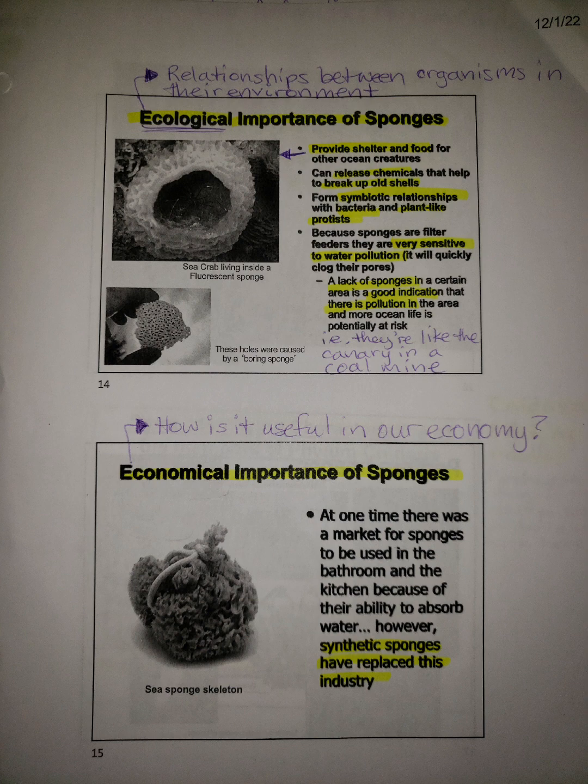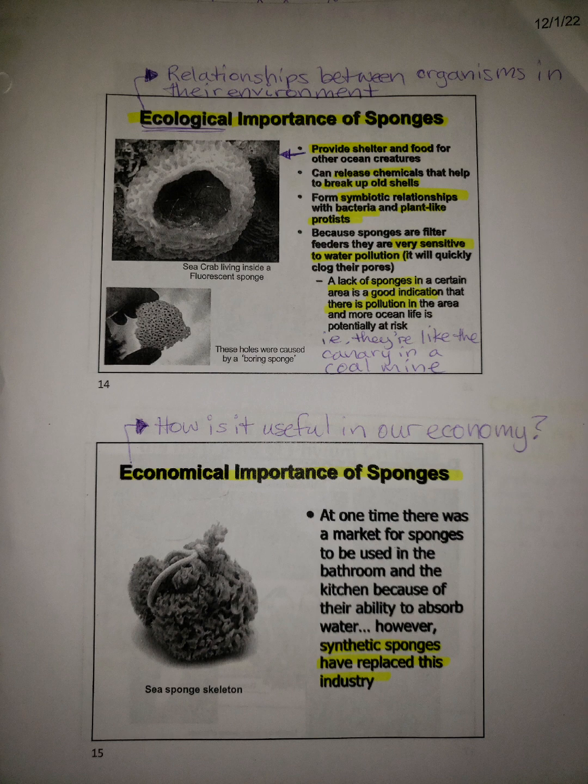The ecological importance of sponges. They provide shelter and food for other ocean creatures, and can release chemicals that help to break up old shells. They form symbiotic relationships with bacteria and plant-like protists. Because sponges are filter feeders, they are very sensitive to water pollution, which will quickly clog their pores. A lack of sponges in a certain area is a good indication that there is pollution in the area and more ocean life is potentially at risk. They're like the canary in a coal mine.